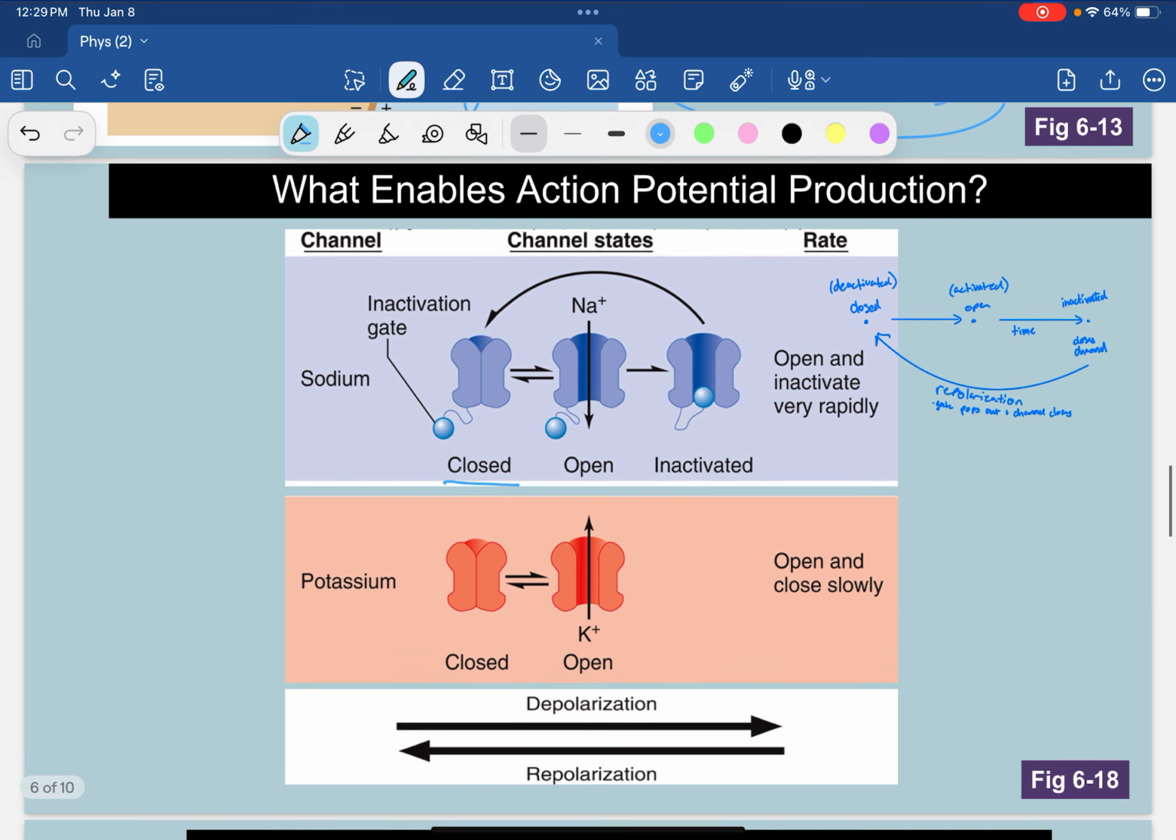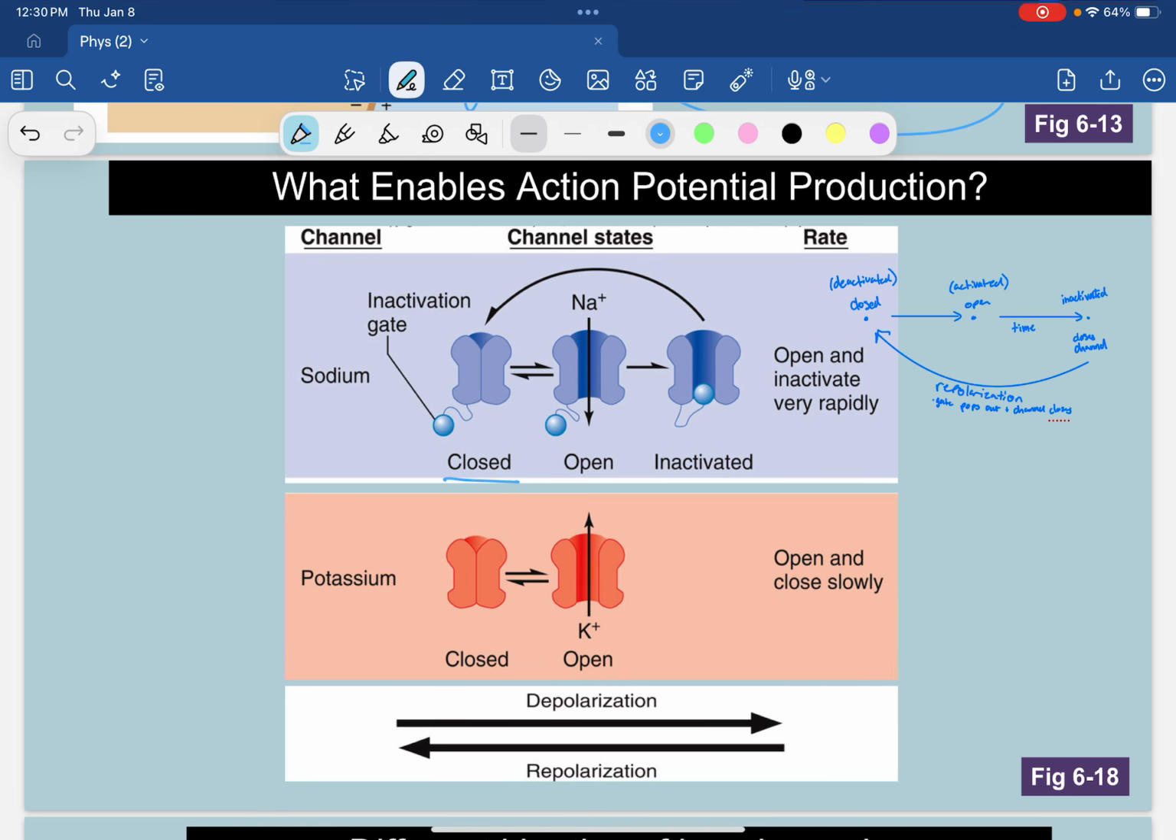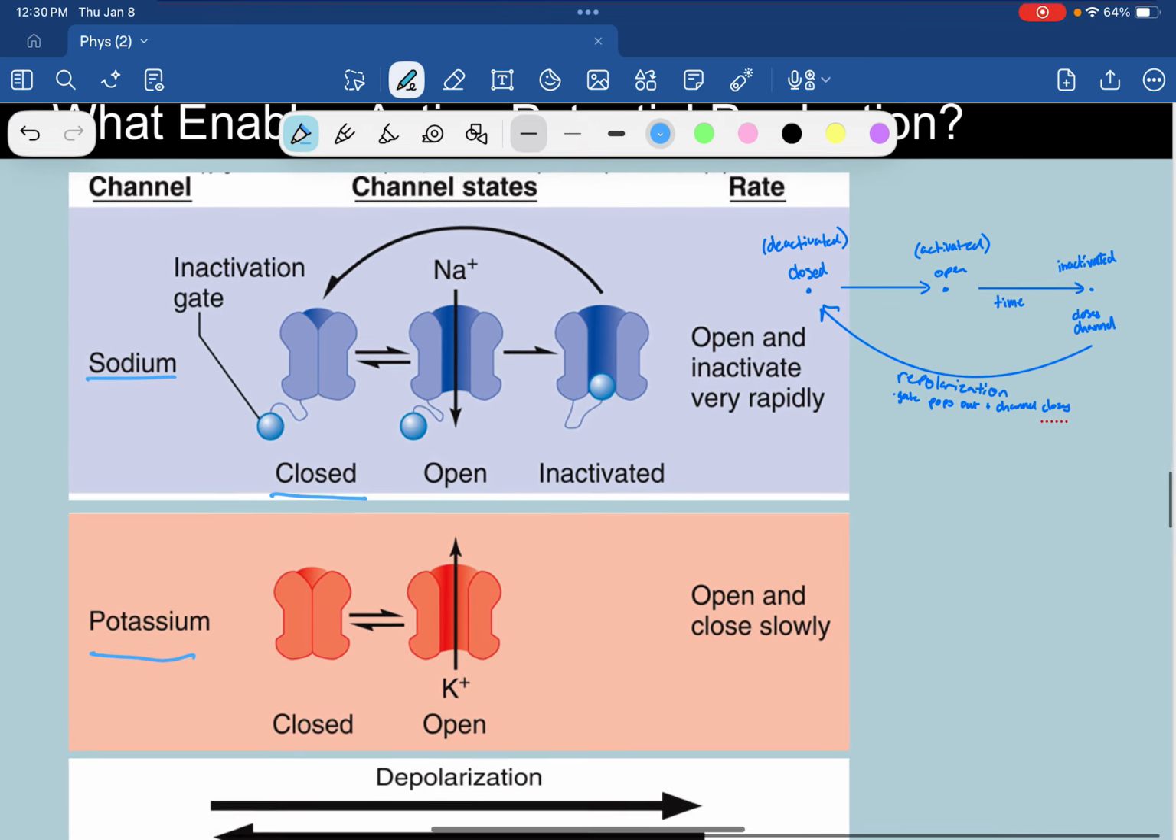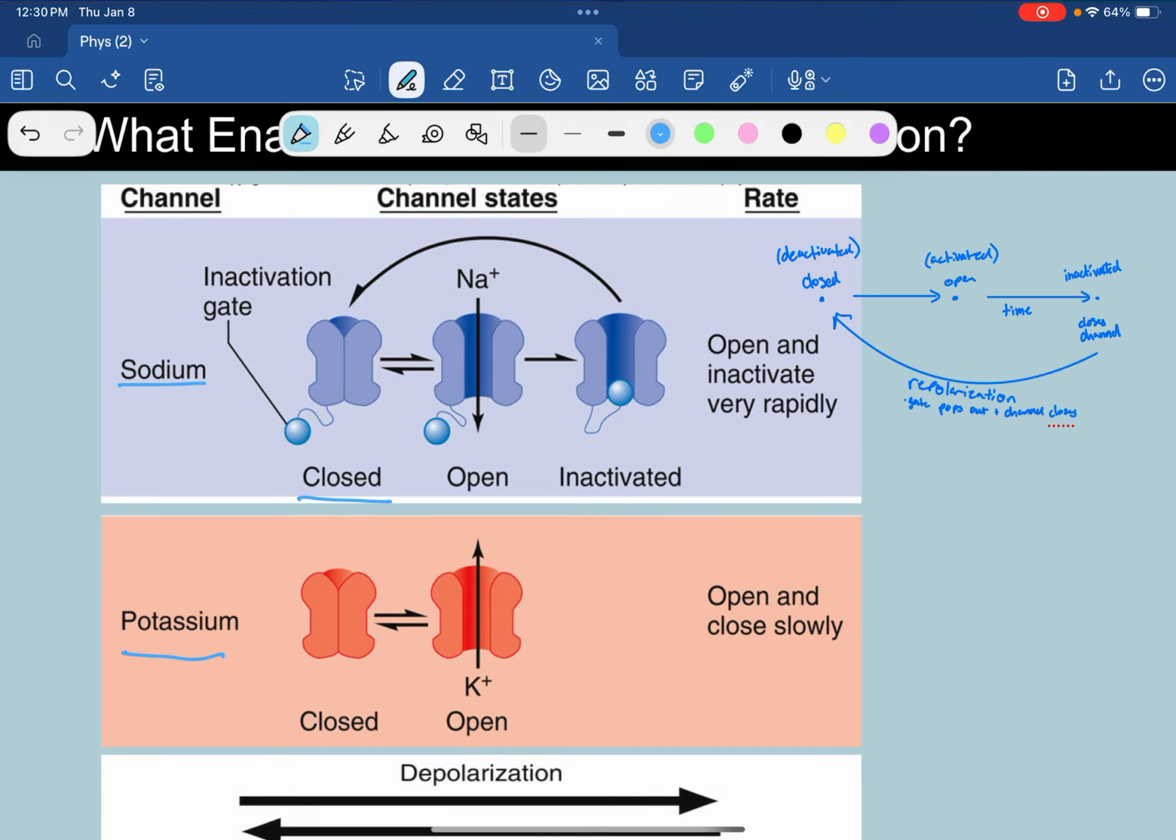So here are our voltage gated ion channels, and we have two different main types: our sodium and our potassium. I have a little diagram over here, which is basically just this diagram, but I like to think it looks better drawn out like this. So you have your inactivation gate here, and this is when the state is closed. The inactivation gate is not blocking the channel, but the channel is not open. Then we have an activation stimulus, so it gets activated and our sodium is allowed to come through.